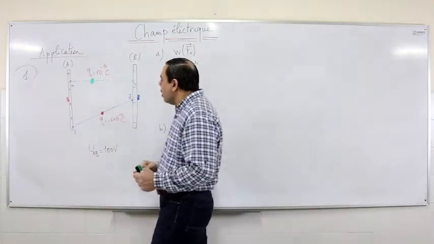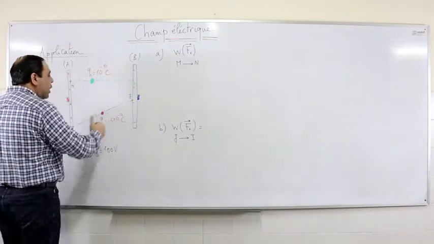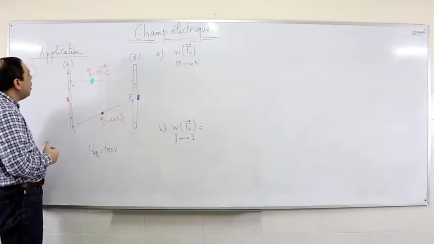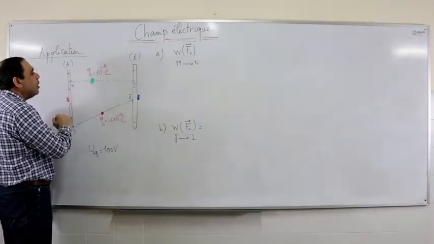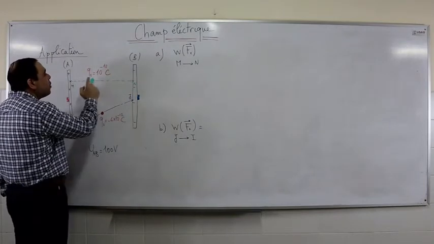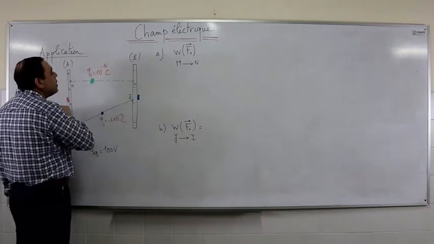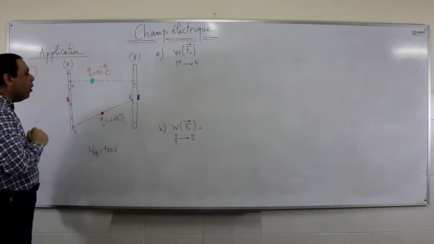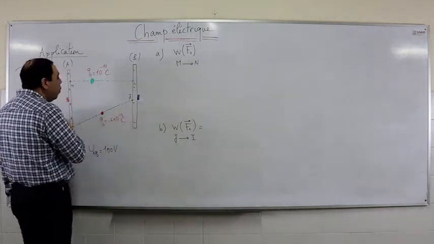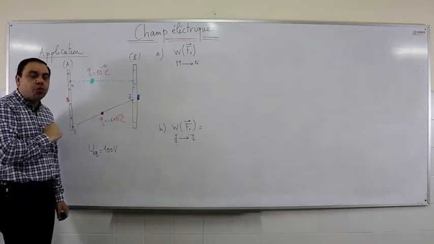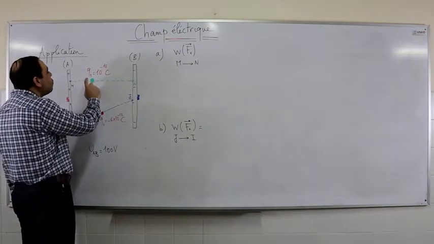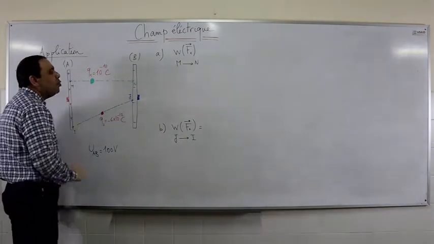Now let's solve an application. We have two charged parallel plates. The voltage between the plates is 100 volts. A charge Q1 is moving from point M to point N. The charge Q1 is equal to 10 exponent minus 10 coulombs. Another charge Q2 is moving from point J to point I. We need to find the work of the electric force acting on Q1 when it moves from M to N.